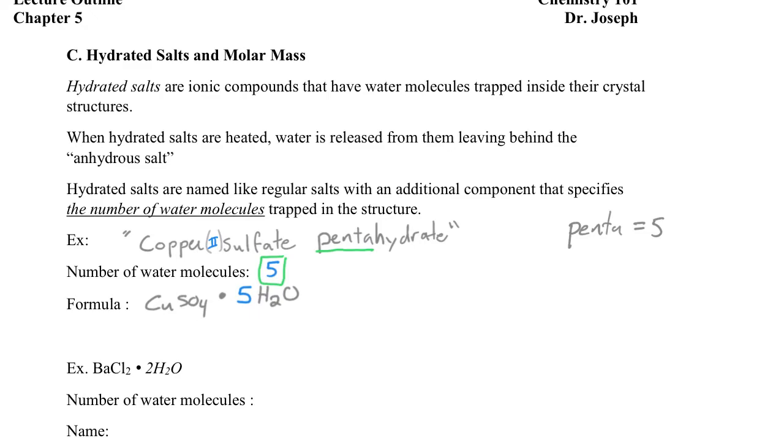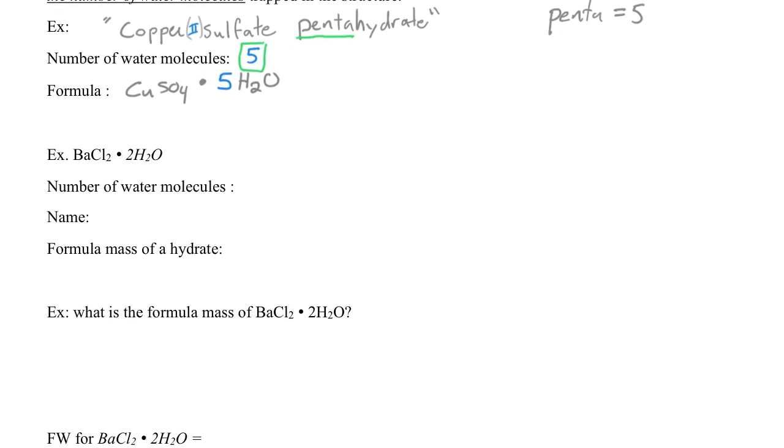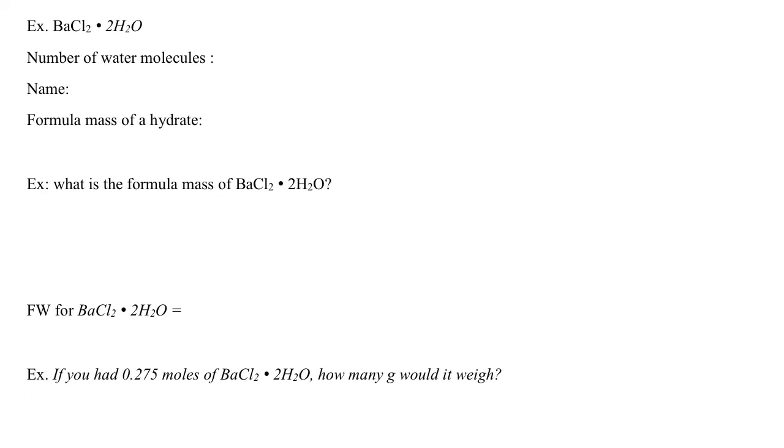Let's try another example, and this time we're going to actually write down the name for the formula that we're given of a hydrated salt. So the first thing that we're going to do is try to determine how many water molecules there are in the formula for this particular hydrated salt. We see the coefficient 2 in front of water, so that tells us there are 2 water molecules. To write down the name for this example, we're going to start by writing the name of the salt, followed by the word hydrate. We're going to use a Latin prefix in front of the word hydrate to indicate how many water molecules are in the formula.